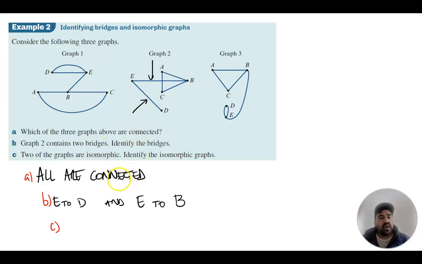Question C is asking for the isomorphic graph. So two of the graphs are isomorphic. Identify the isomorphic graph. So which two graphs are considered equivalent? In this case here, it's going to be graph 1 and graph 3. You can see that these connections A, B, and C are grouped in one way. There's a bridge from B to E, and then D and E have this circular behavior going on, well, in graph 3 anyways. So graph 1 and graph 3 are considered isomorphic.